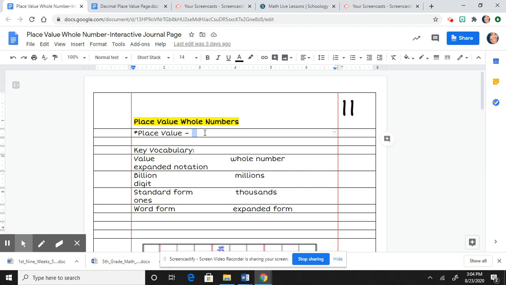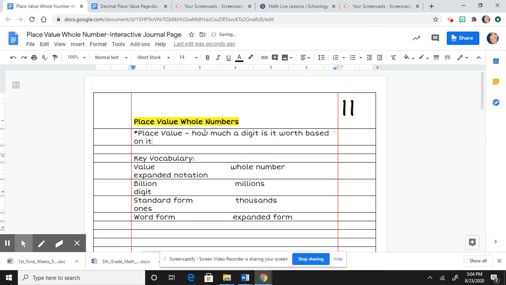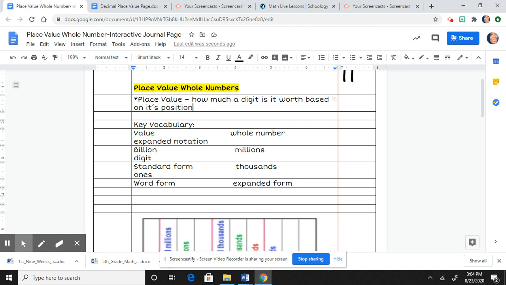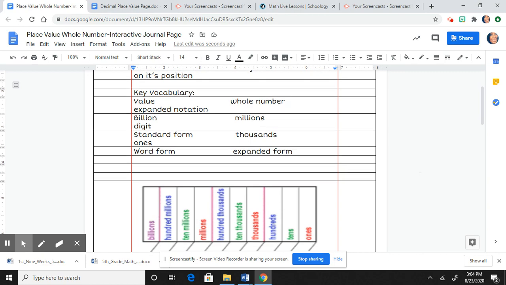First things first, we need to know what place value is. Place value is how much a digit is worth based on its position. Now, if you continue looking down, you will notice that we have vocabulary. This is vocabulary that we've seen for quite some time. We see words like value, expanded notation, billions, digits, standard form, word form.